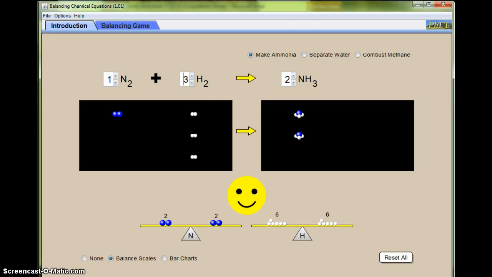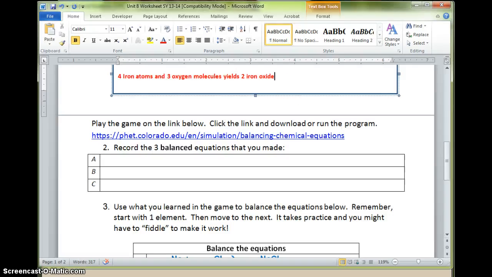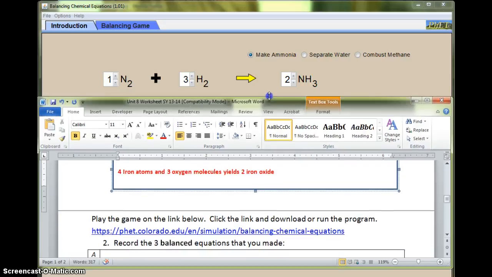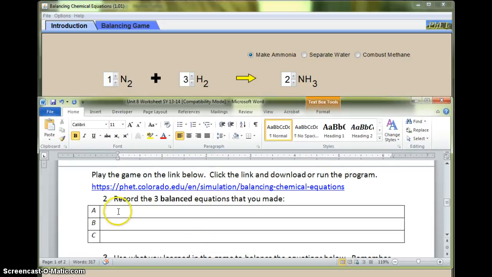Okay, so now what you need to do is write this equation into your worksheet. So I'm going to pull up my worksheet. I'm going to make it so I can see the equation while I'm writing on my worksheet. Record 3 balanced equations you made. Okay, so here's the first one.